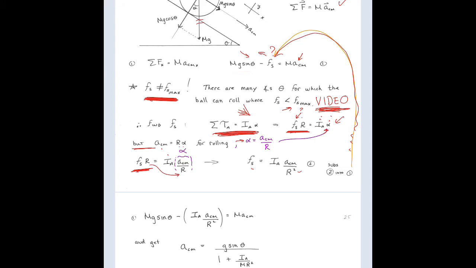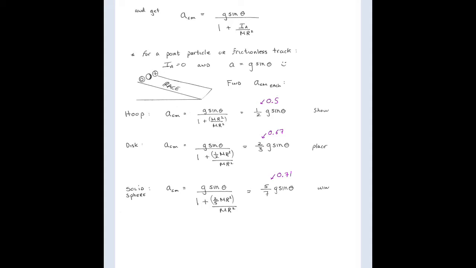So I have mg sine theta minus static friction. That whole thing right there is static friction. And then I just did the algebra and solved it for A. That says that the acceleration of the center of mass depends on the moment of inertia. And remember, we saw that for these round objects, the moment of inertia about the center of mass goes as some constant times mr squared.